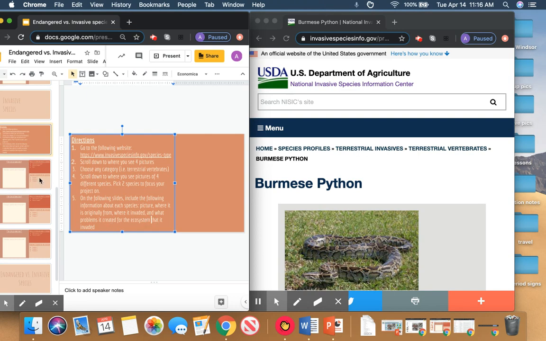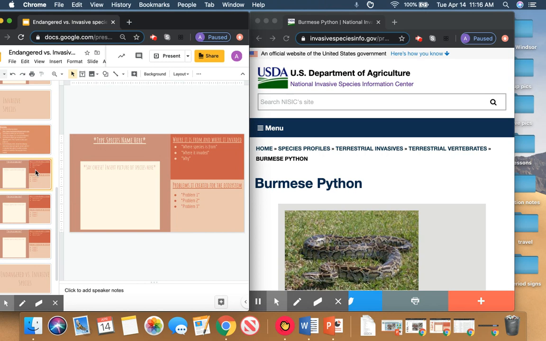that it invaded. And if I go to the next slide, I'm again going to have a template that I can type into. Again, anywhere with asterisks, that's where I'm going to type something. So type species name here. So my species name is Burmese python, so I'm going to type Burmese python.